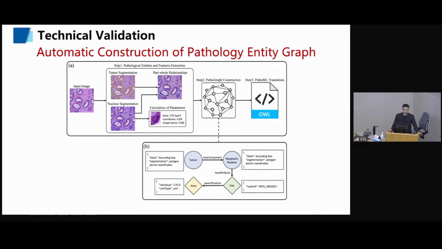And when we get all this information, we can use an OWL-related or graph-based Python library to construct this PathoGraph, because the part-whole relationship will be implemented as edges, and the segmented tumor tissues and the nuclei will be implemented as nodes. Then we can get the PathoGraph, and finally we can use the OWL-related Python library to generate a PathoML document as the output. Okay, so the output is the PathoML. Yes, PathoGraph in PathoML format.